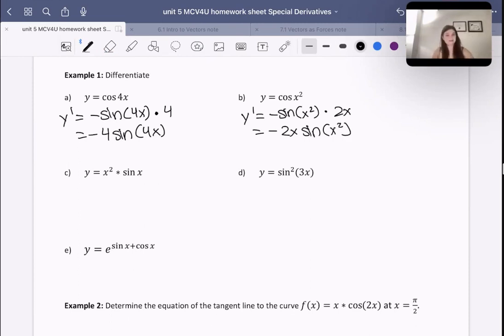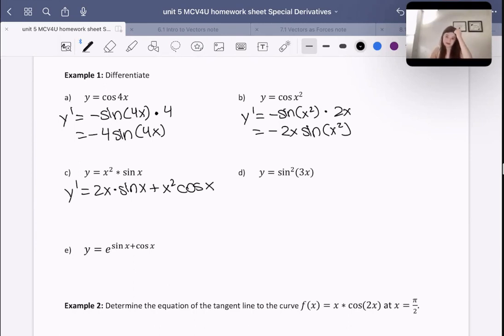We did it. All right, and what about this next one here? Here we have to apply the product rule. So derivative of the first, which is 2x, times the second, which is sine x, plus the first one, which is x squared, times the derivative of the second one, which is cosine x. And there we have it.